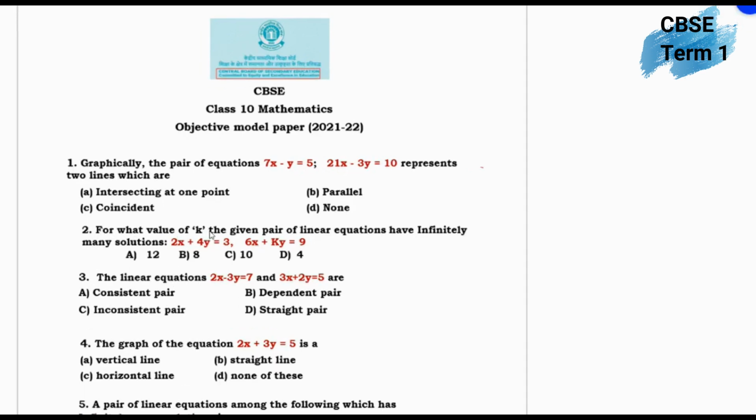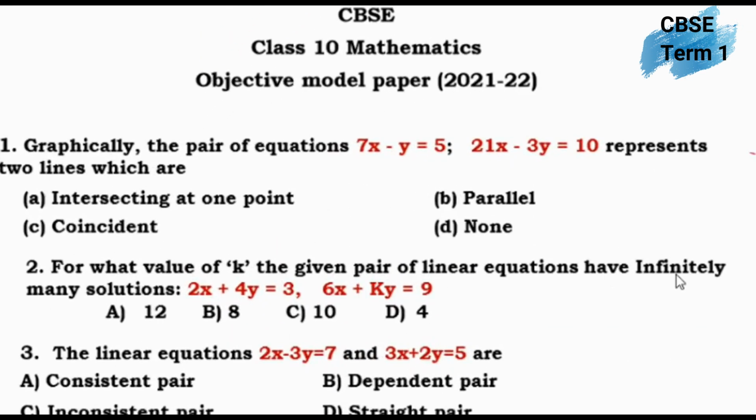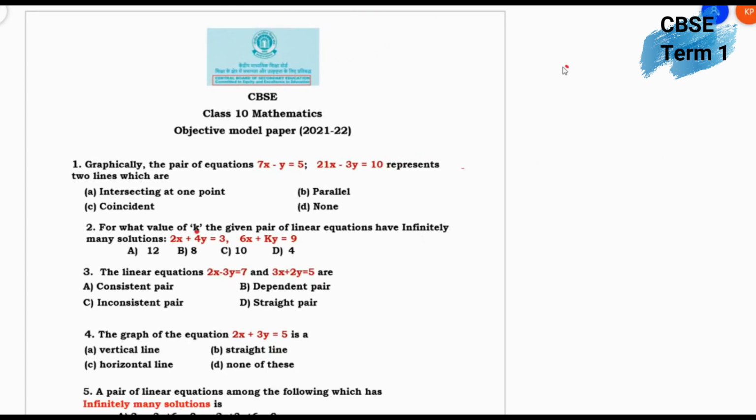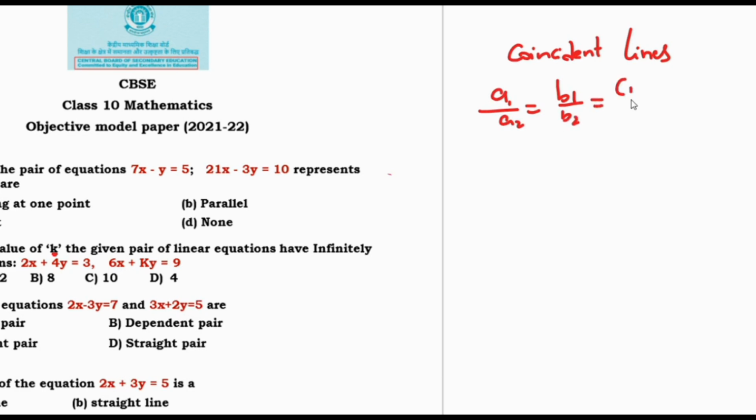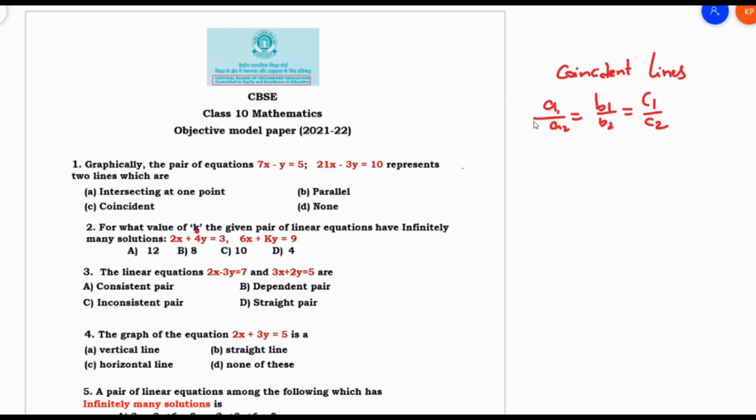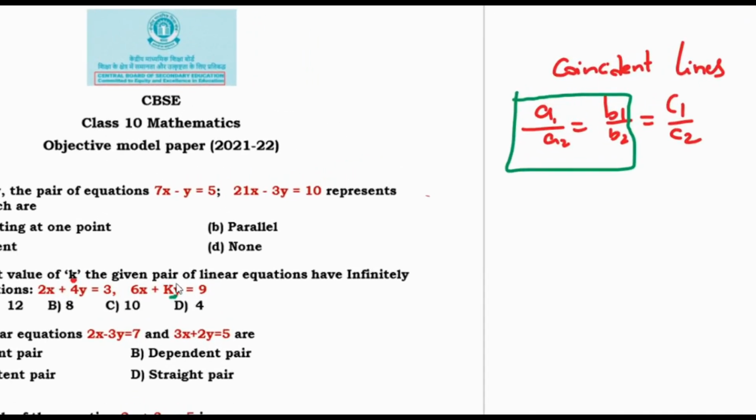Second question: for what value of k does the given pair of linear equations have infinitely many solutions? 2x plus 4y is equal to 3 and 6x plus ky is equal to 9. This is one of the important expected questions in the board exam, to find the value of k. As the lines have infinitely many solutions, they are coincident lines. So what is the condition of coincident lines, students? Just now we discussed: a1 by a2 is equal to b1 by b2 is also equal to c1 by c2, and we are going to compare only the first two ratios because k is the y coefficient.